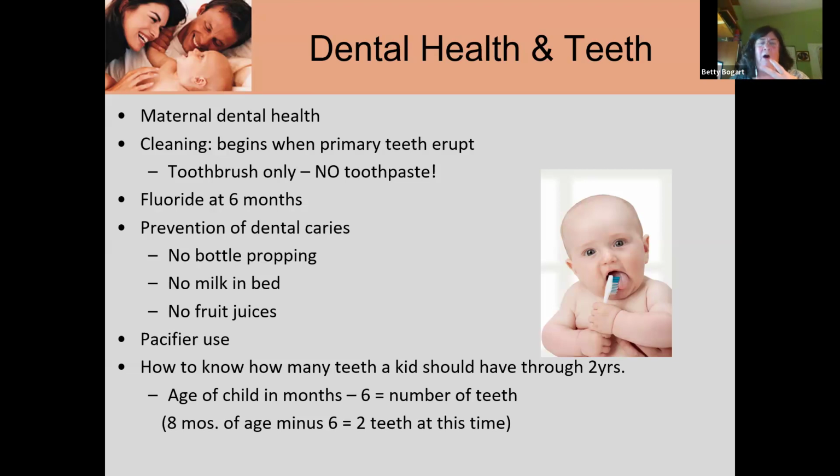And the reason why, and it's hard if you have multiple births, is that it lets the milk sit there, and that milk has carbohydrates and it will rot their teeth. Okay. It does happen.